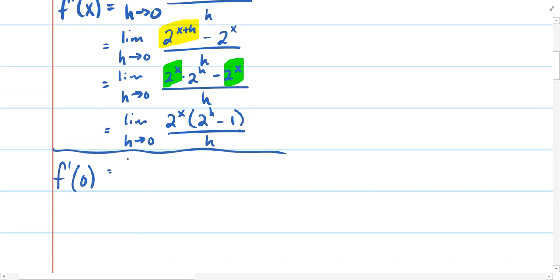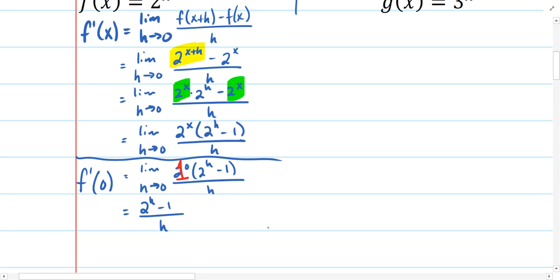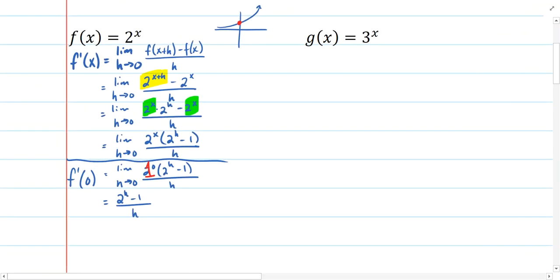Well, that would be equal to the limit as h approaches 0 of 2 to the power of 0 times 2 to the h minus 1 divided by h. And of course, 2 to the power of 0 is equal to 1, so this single fella seems to disappear, and we're now left with 2 to the h power minus 1 over h. If I make a table of data with h values that are getting closer and closer to 0, I should be able to approximate what this result will be.